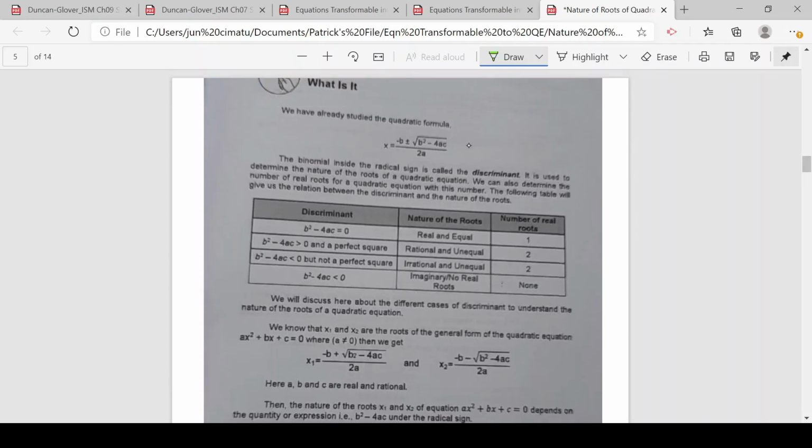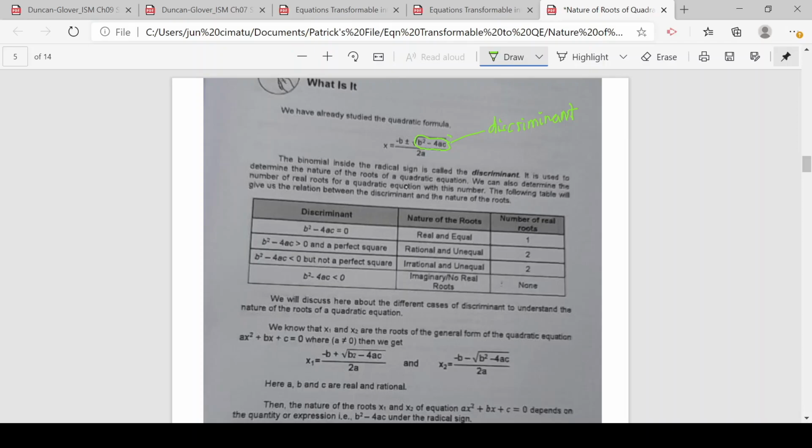This is a quadratic formula. Makikita mo sa loob nito, sa loob ng quadratic formula, ito yung sinusolve natin kanina. Ito yung discriminant. So, nasa loob yan ng square root. Kaya importante yan kasi kung yan ay zero, zero yung laman nito.